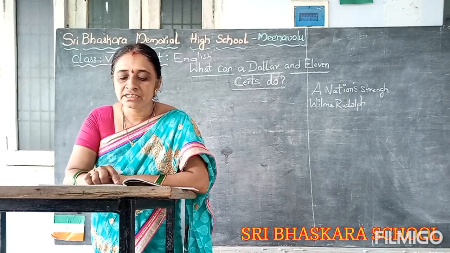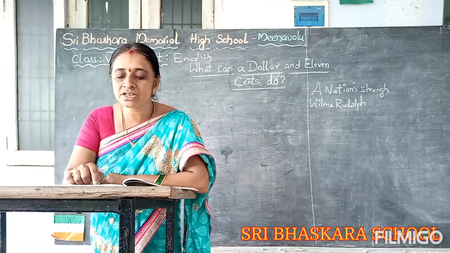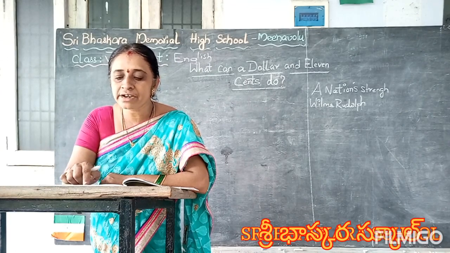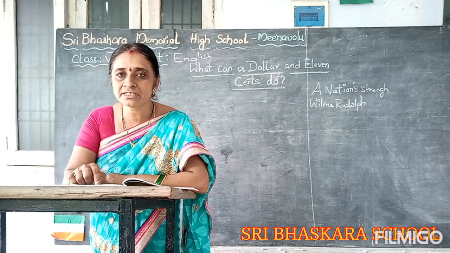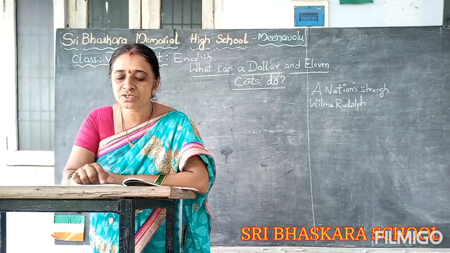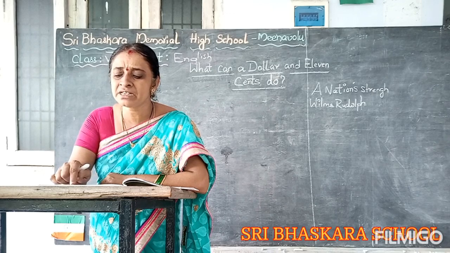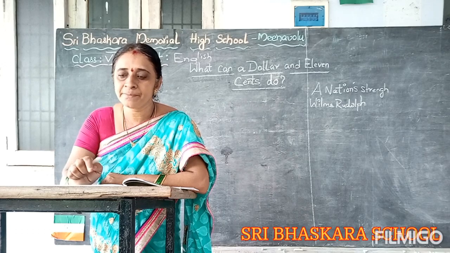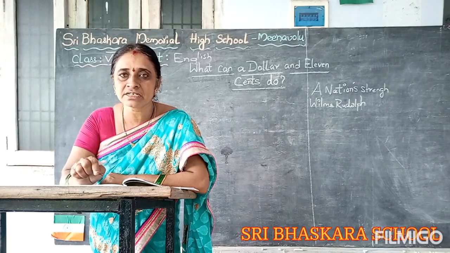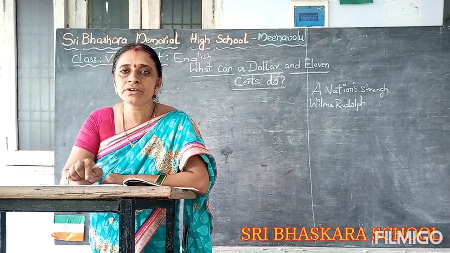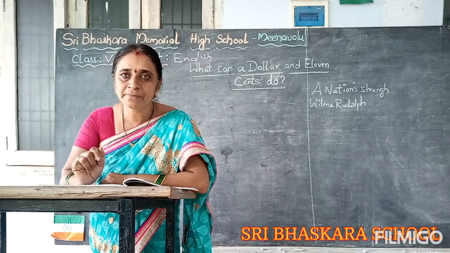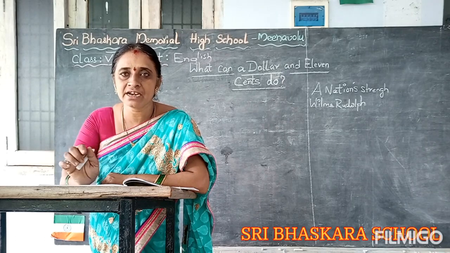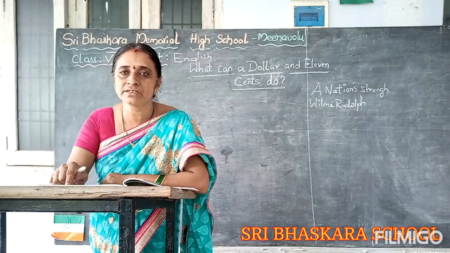Next paragraph. That well-dressed man was Dr. Cartlon Armstrong. Dr. means doctor. What is the name of the well-dressed man? Dr. Cartlon Armstrong. A famous neurosurgeon. Do you know, children, who is neurosurgeon? A neurosurgeon is a doctor who treats our human brain and nervous system. He is called the neurosurgeon.